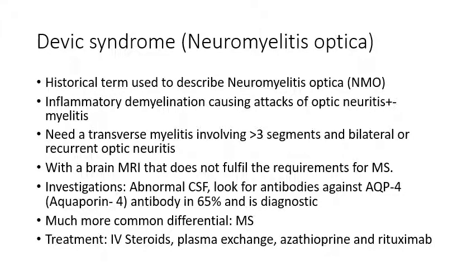At this point, you would consider some more investigations, and this is where the pathophysiology of the condition comes into play. When you do an LP and you look at the CSF, you're not looking for the oligoclonal bands that you might see in MS, but you're looking for something very specific, which would be antibodies against something called AQP4, which is aquaporin 4. So aquaporin 4 antibodies would be positive if you're looking at neuromyelitis optica and not MS.